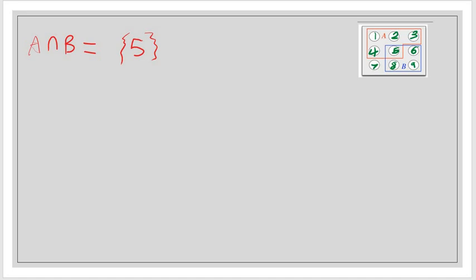Now I can take the complement of this set and then see what it is that I get. Recall the complement is always relative to the sample space, my sort of universe of what there is, which is just the set containing the numbers 1 through 9 in this case. Now, what is in that set that is not in the set containing 5? Well, it's 1, 2, 3, 4, 6, 7, 8, 9.